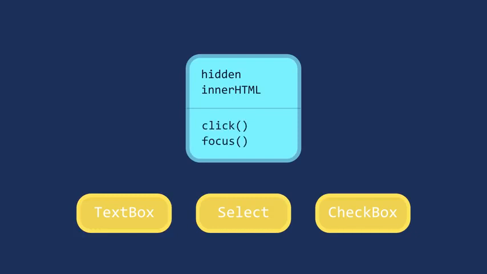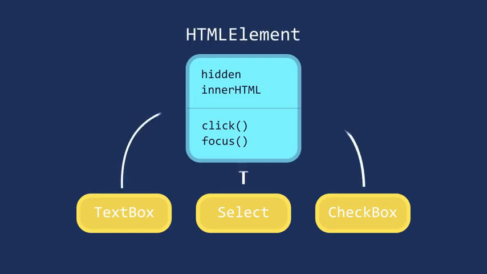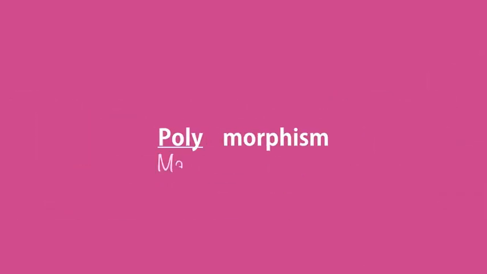Instead of redefining all these properties and methods for every type of HTML element, we can define them once in a generic object, call it HTML element, and have other objects inherit these properties and methods. So inheritance helps us eliminate redundant code. And finally, polymorphism. Poly means many, morph means form. So polymorphism means many forms.